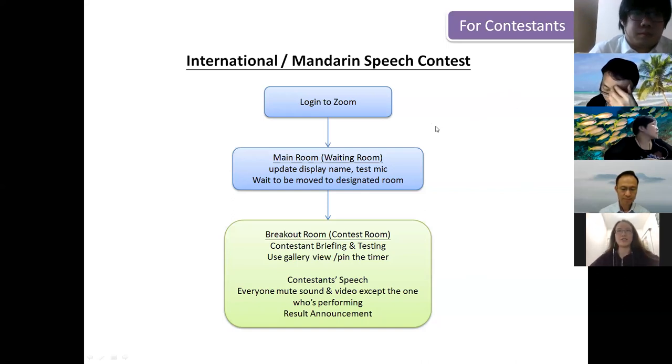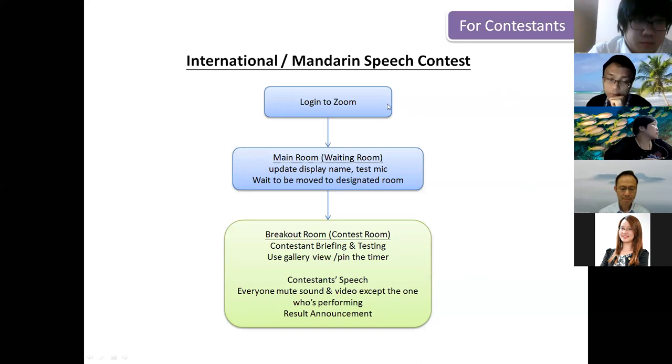They will first log into Zoom, and then go into the main room, which we use as a waiting room. You can consider the main room like the room we are in right now in Zoom, the first room that we enter after logging in. At the waiting room, contestants need to update their display name. Since we need to identify them easily, we unify the display name, for example, contestant hyphen Emily Ho.